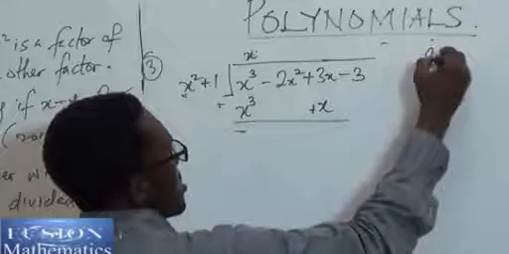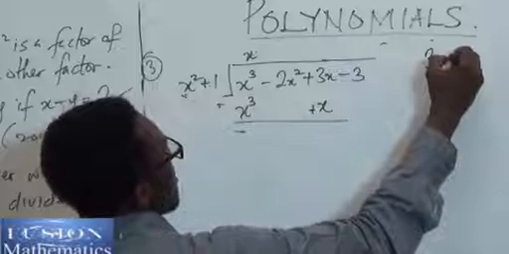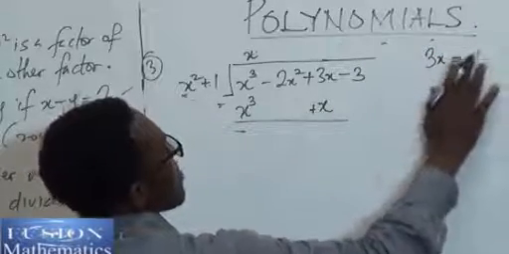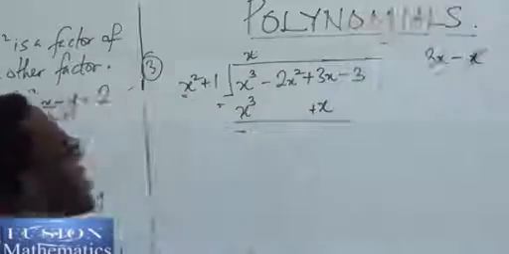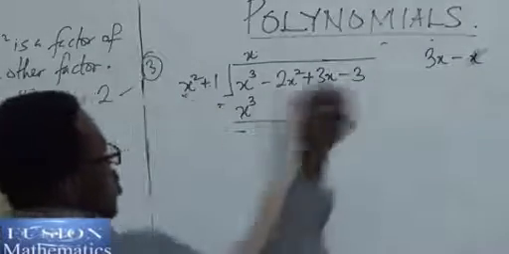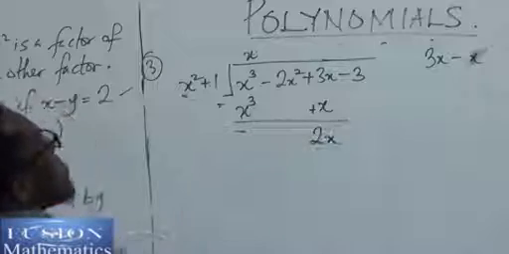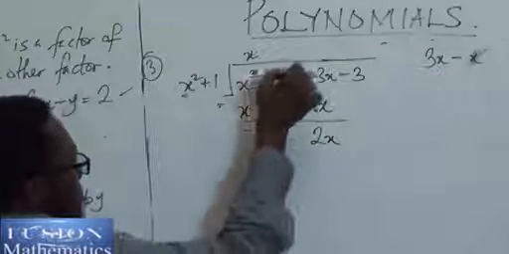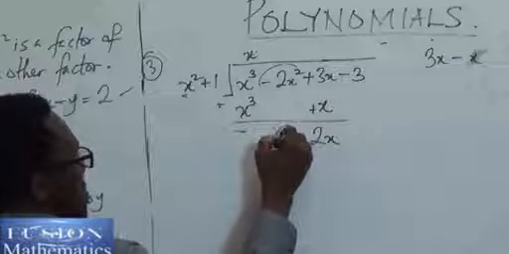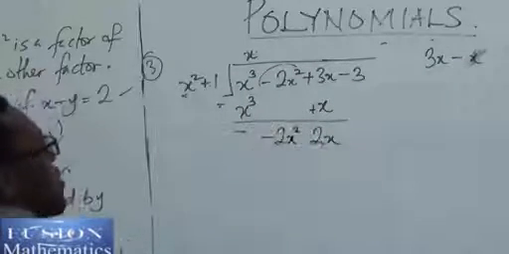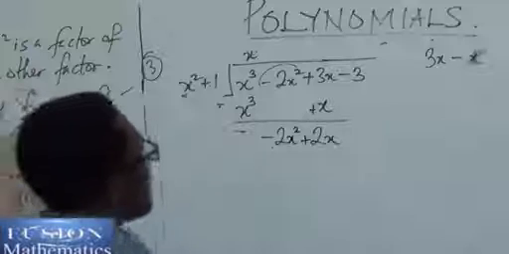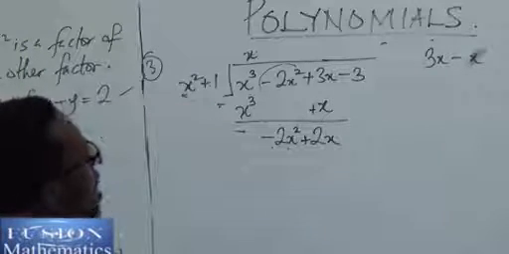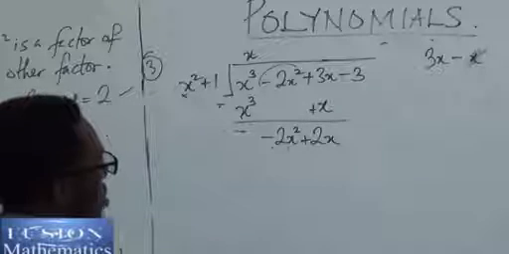Let me write it out. 3x minus plus x. Minus times plus is what? Minus. So minus x. This will give us what? 2x. Then we bring down this one. So this will be this minus 2x squared. So we'll bring it down. Minus 2x squared is plus. So we use this x squared to go in minus 2x squared.